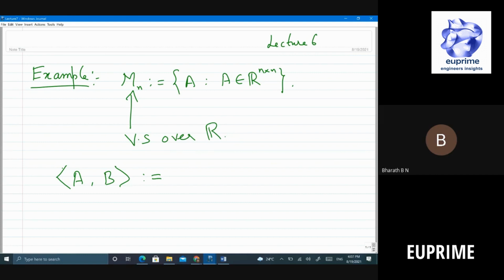Transpose? You are saying A transpose B? Well, this is still an n cross n matrix, right? It's not a number. So how do you convert this into a number?